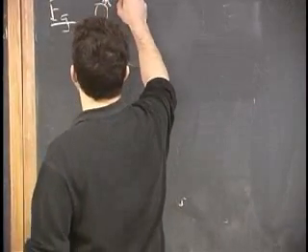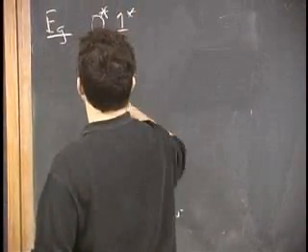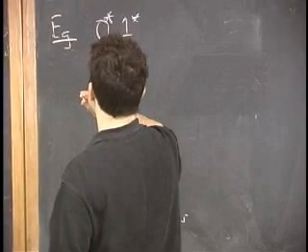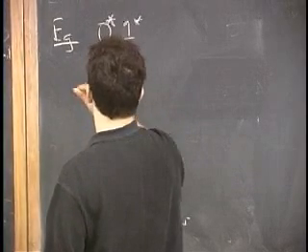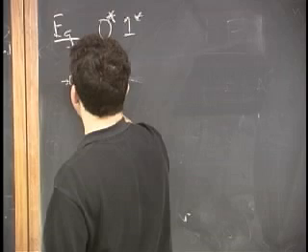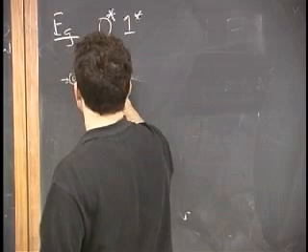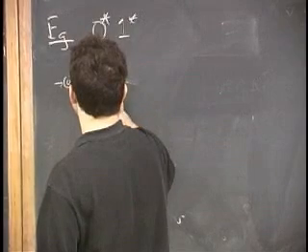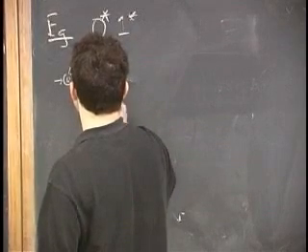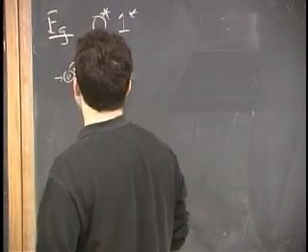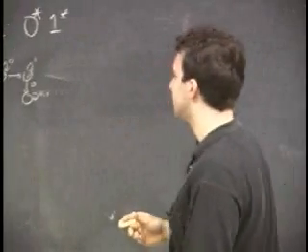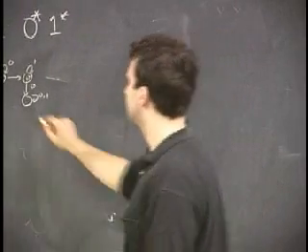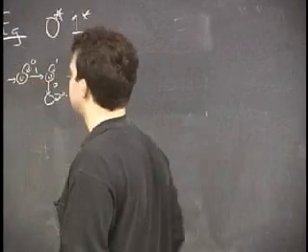0 star, 1 star. So I claim, well, I'll look at the machine to figure out the pumping length. So I guess I could take P equals 1. No, 1. Oh, 1, yeah.